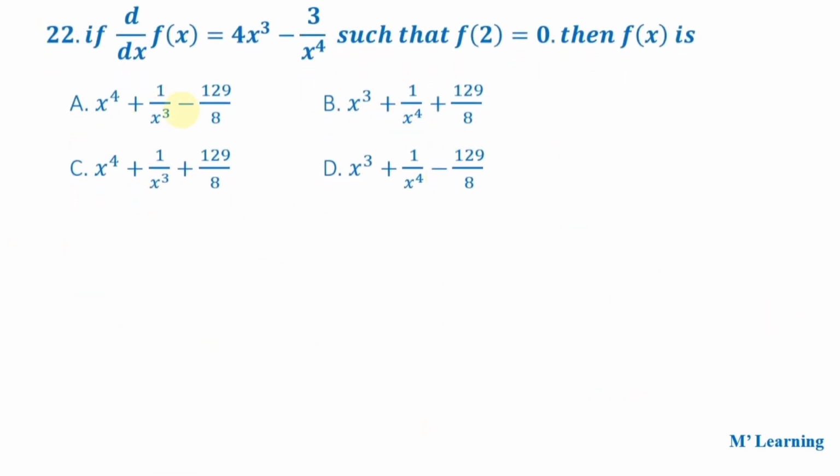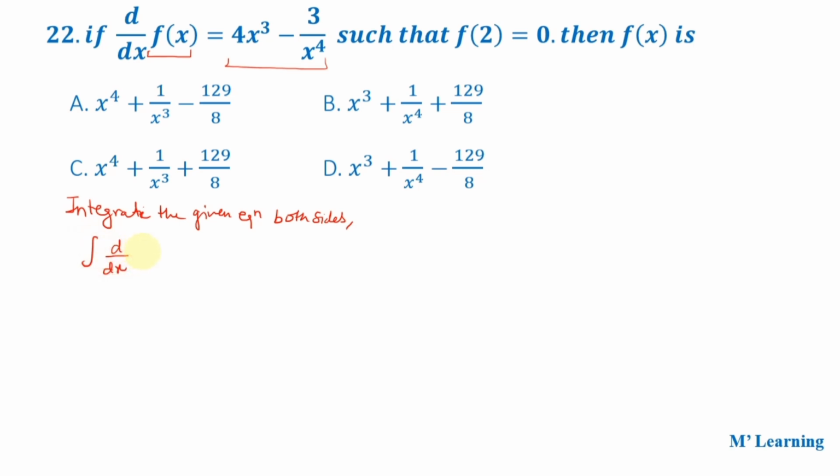Now question number 22 is if d by dx of fx is equals to 4x cube minus 3 by x to the power 4 such that f of 2 is equals to 0 then fx is. So here basically हमें fx निकालना है, हमें d by dx of fx equals to ये दिया है मतलब ये एंटी डेरिवेटिव दिया है और हमें उससे अपना फंक्शन वापस फाइंड करना है. So what will we do, we will integrate the given equation both sides. जो हमें ऊपर इक्वेशन दी है इसमें हम दोनों साइड इंटीग्रेशन कर देंगे.